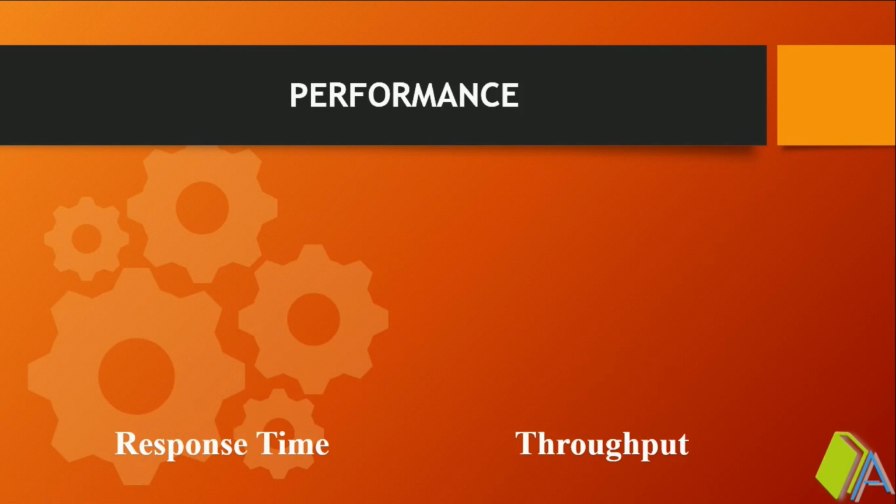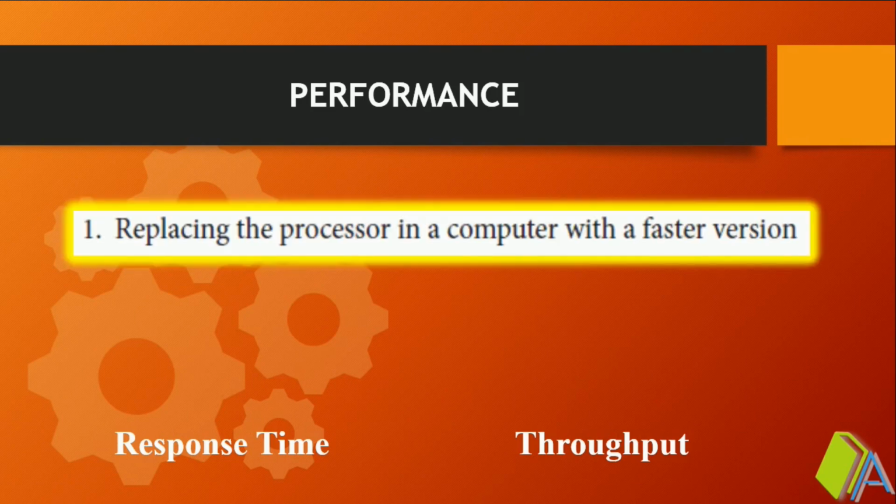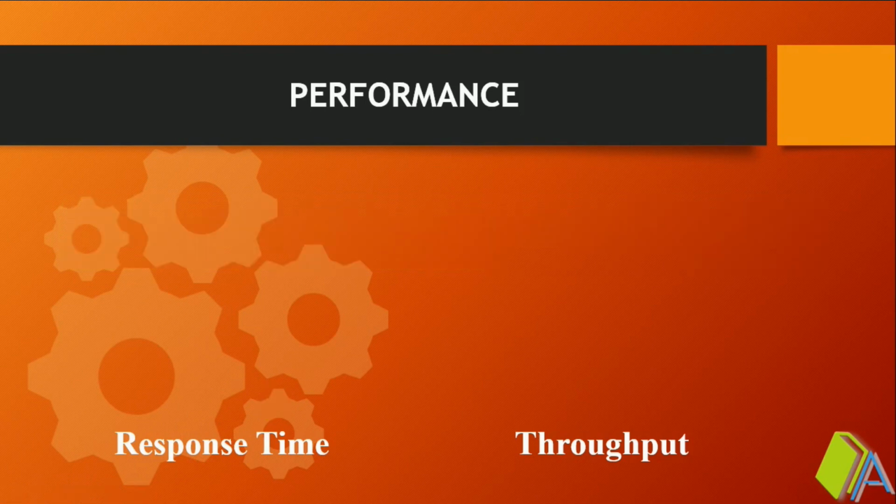For example, you are working with an i3 processor system. The first scenario is, I am going to replace the i3 processor with a faster version, an i7 processor. Now we have to see what is happening to the response time and throughput. As we are replacing it with the faster version, obviously response time will be much improved, or rather the response time gets decreased, and the performance will be improved.